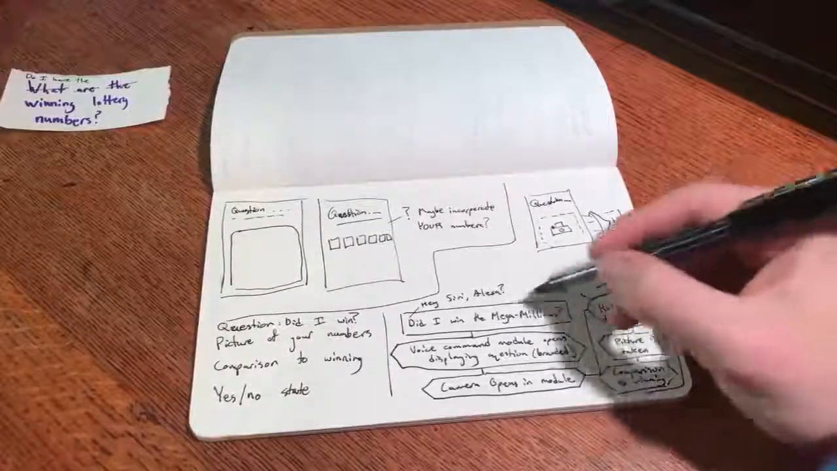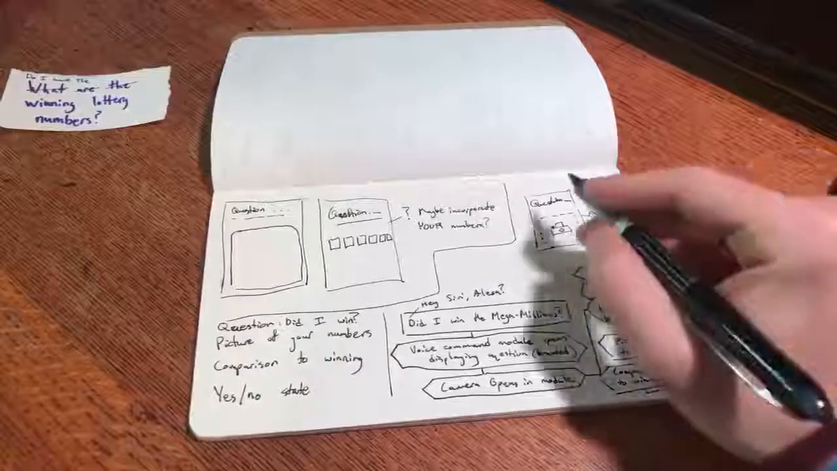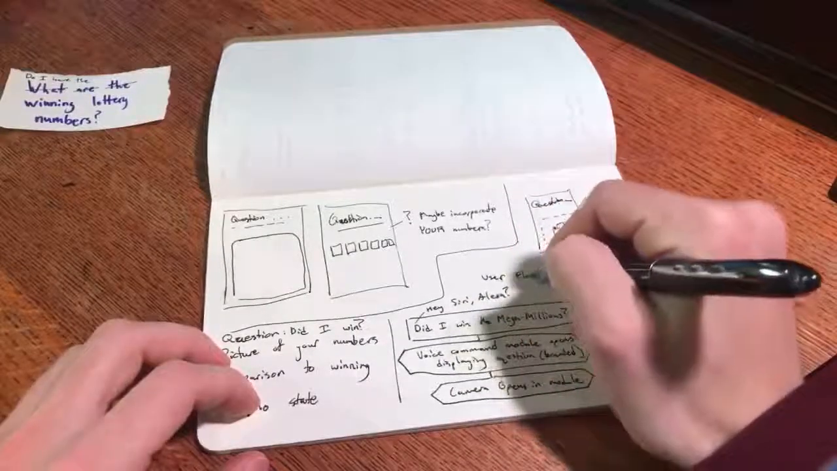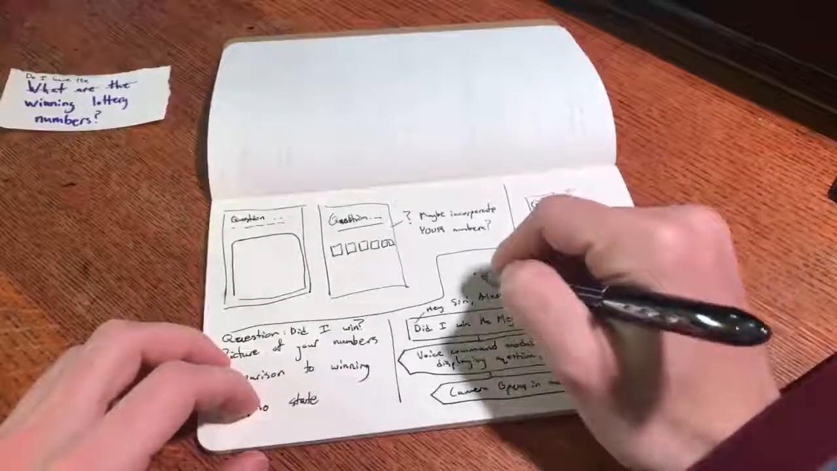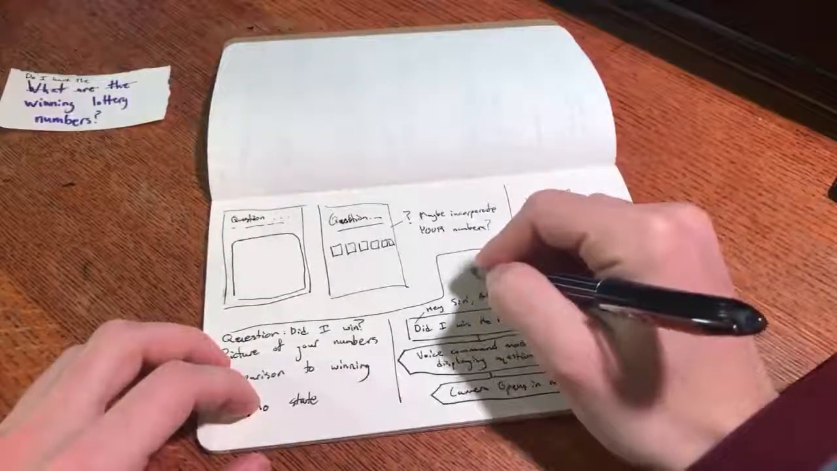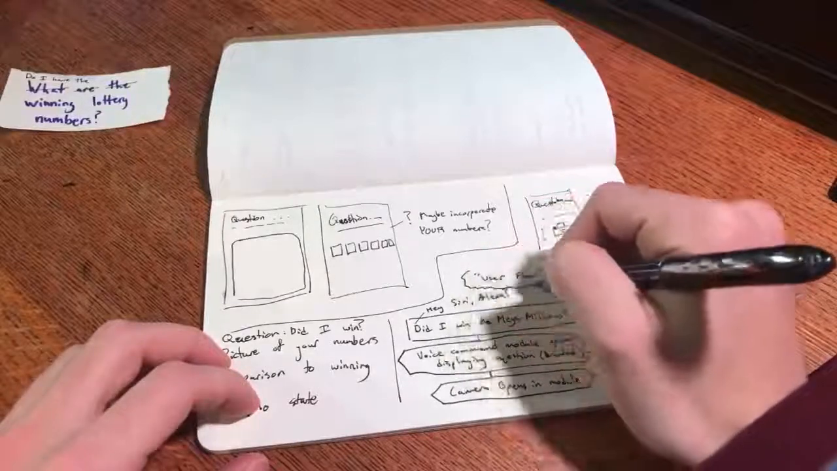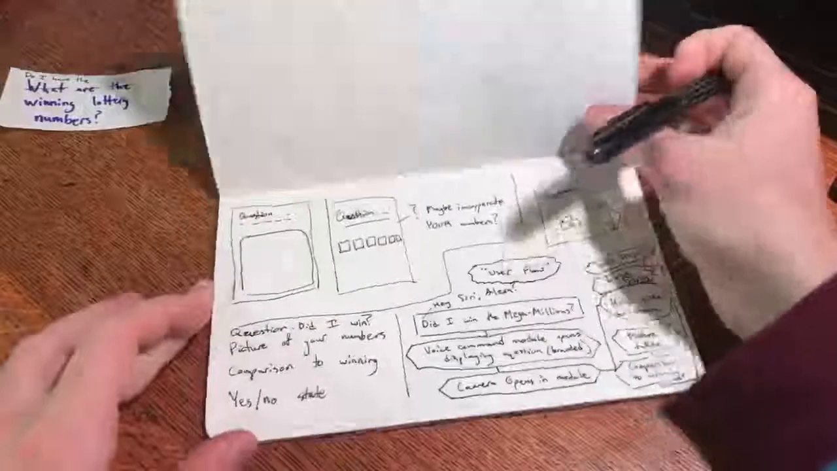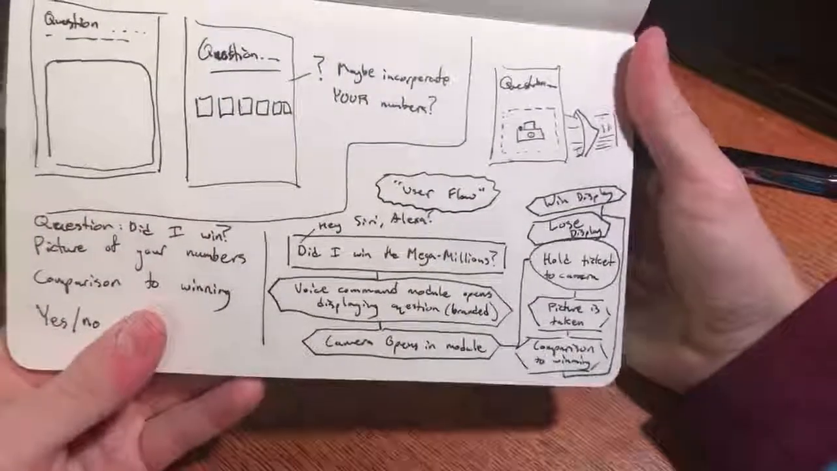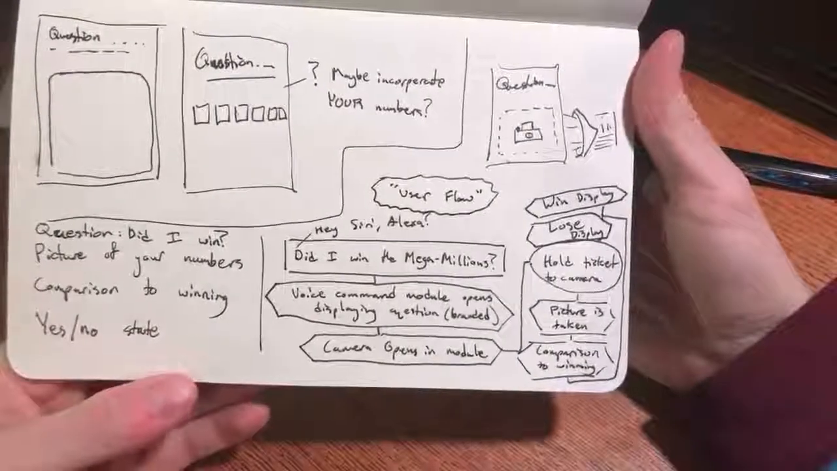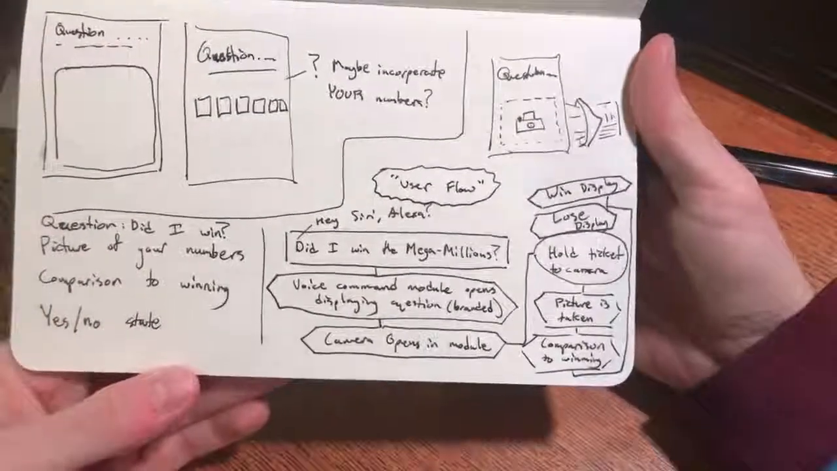Okay, so this is your use case, or as some like to call it, the user flow. Put that in like a squiggly box. Okay, so one more time. Ask the voice command, did I win the Mega Millions? Hey Siri or Alexa. The command opens the module, displaying the question.